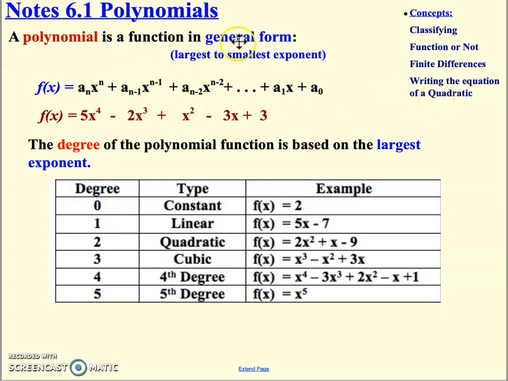So first of all, it's a general form concept, and I'm going to jump down here to the general form of a quadratic, which we know from chapter 5. And there's your general form, right? Ax squared plus bx plus c. The definition up here is just largest exponent to smallest exponent, and that's really what's going on here.